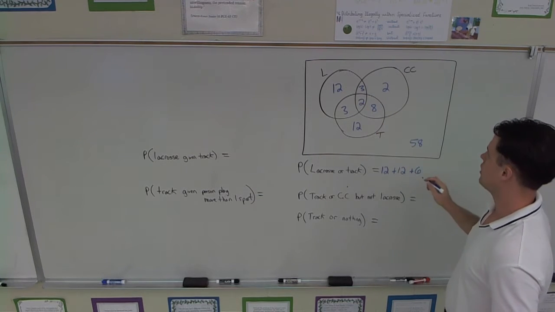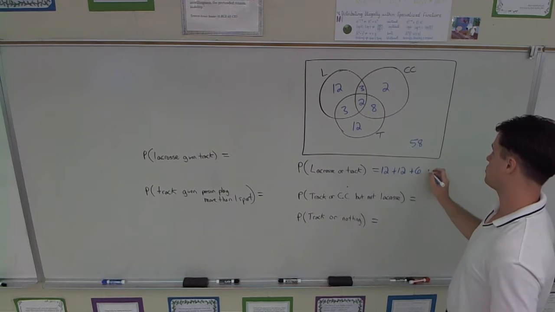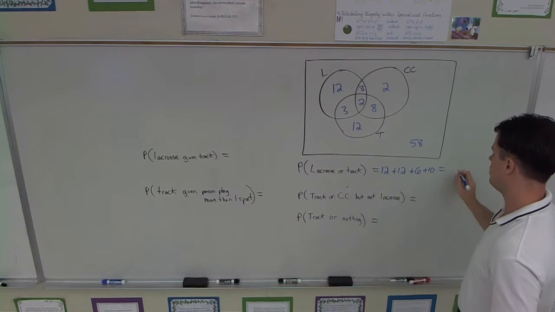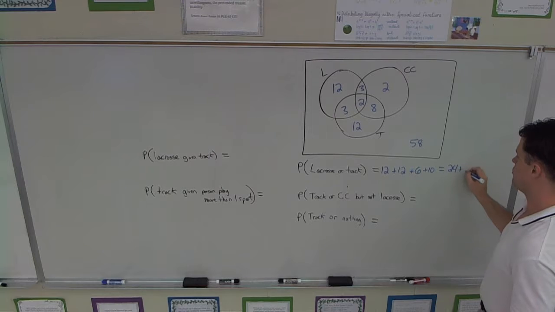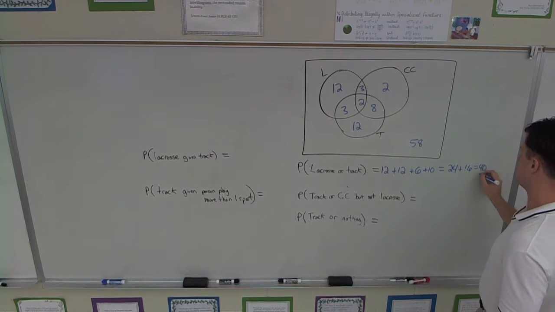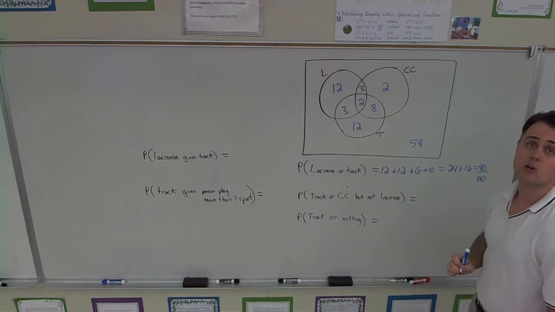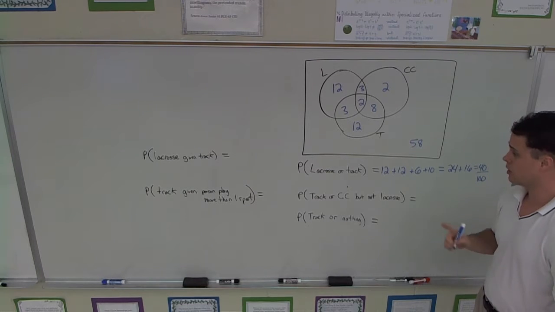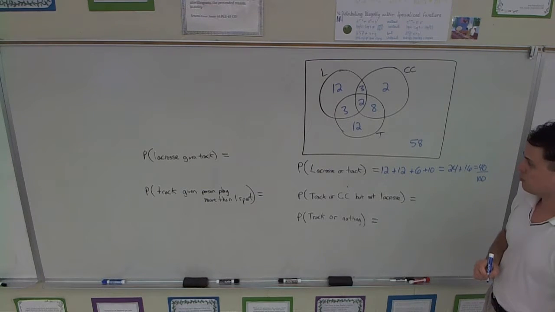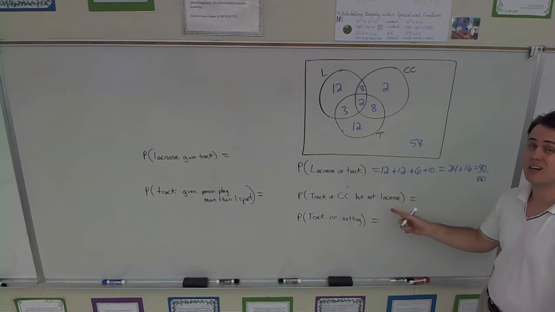And that 2 and that 8, because that 8 is in the track circle. So it's going to be 10. So that looks like it's going to be 24 plus 16 is 40 out of 100, or 40% for this problem. So now let's look at the probability of playing track at the school or cross country, but not lacrosse.